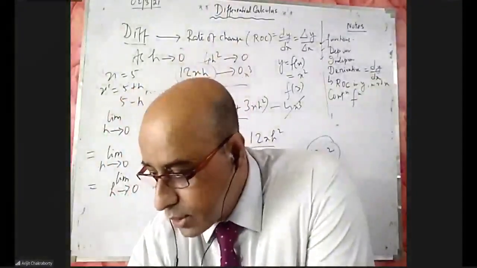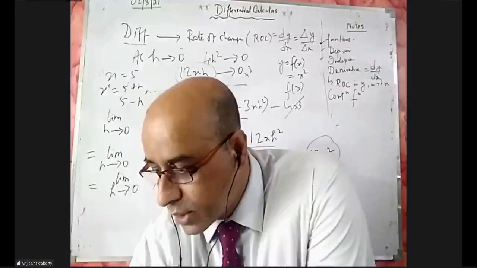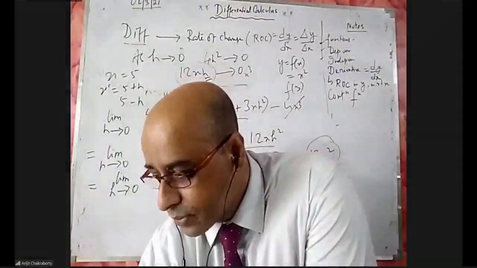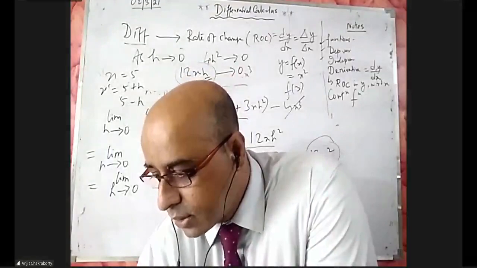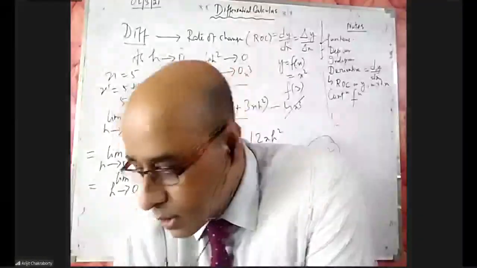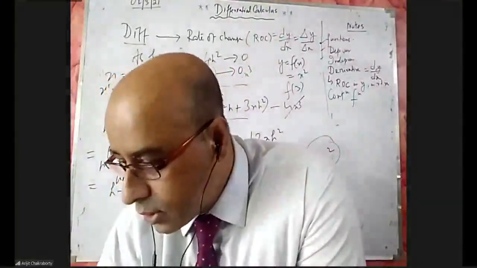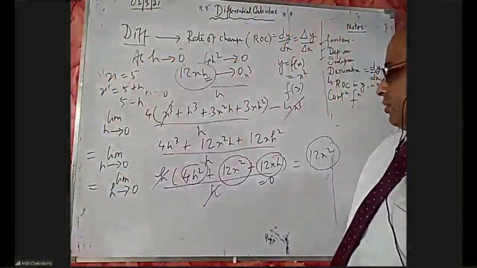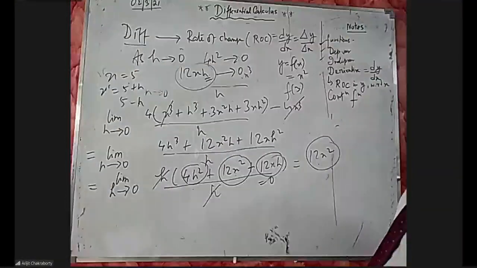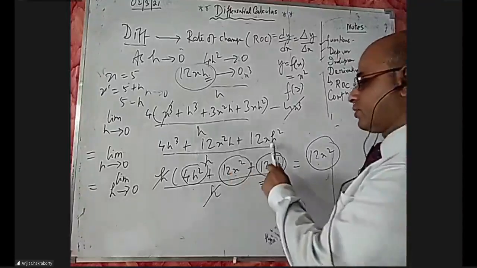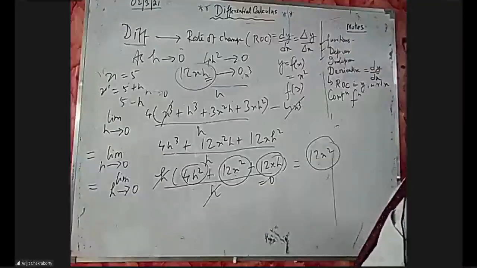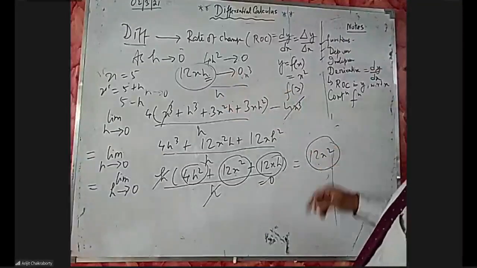Vishwabandhu is asking, will trigonometric functions come in derivative? No, trigonometric functions are not there in your exam. Christy is asking, where are you getting 6h? We have not got any 6h anywhere. It's 12x square h plus 12xh square. 6h we have not got anywhere. 4x cube is coming to 12x square.